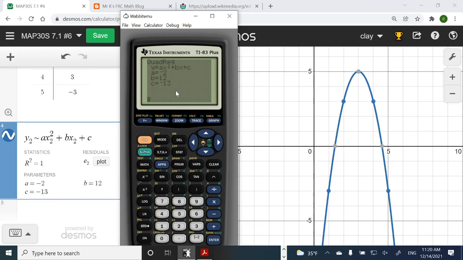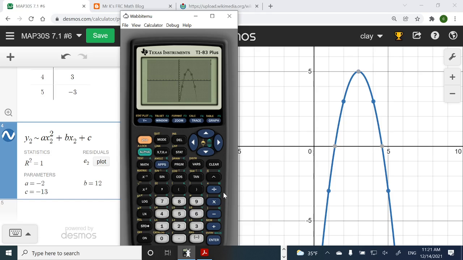And if I want to see that as a graph, I would have to go to stat plot, and I'd have to actually ask it to plot list for me L3 and L4, and that puts my dots on the screen. And then I have to graph the equation we just had, which was minus 2x squared plus 12x minus 13. And there you have it.